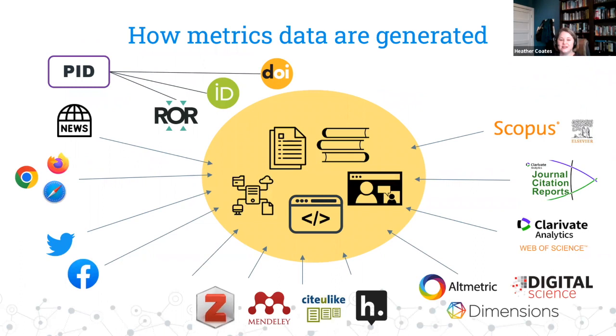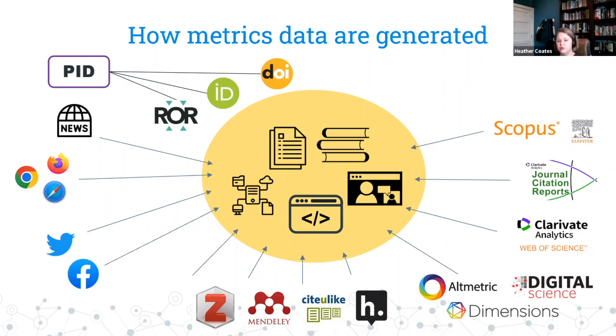So this diagram here is a very informal attempt to visualize how metrics data are generated. In the yellow oval, we have scholarly products such as articles, books and chapters, conference presentations and papers, as well as data and code.